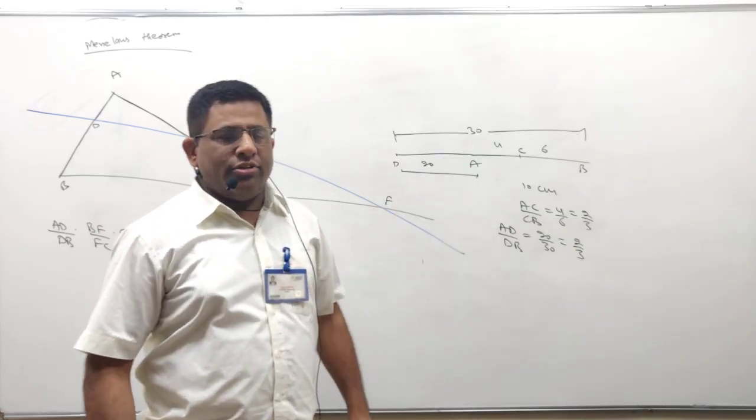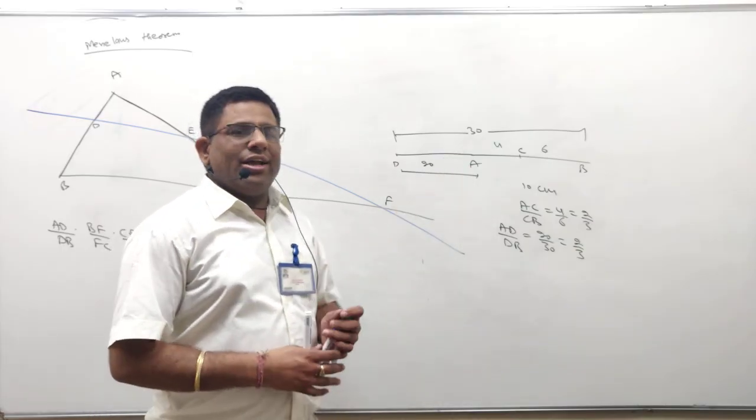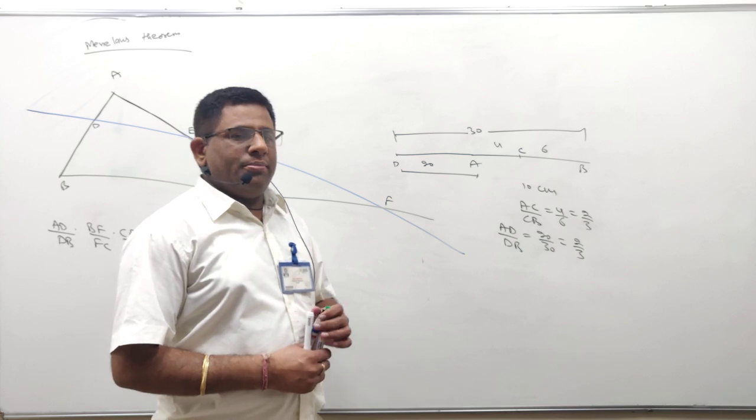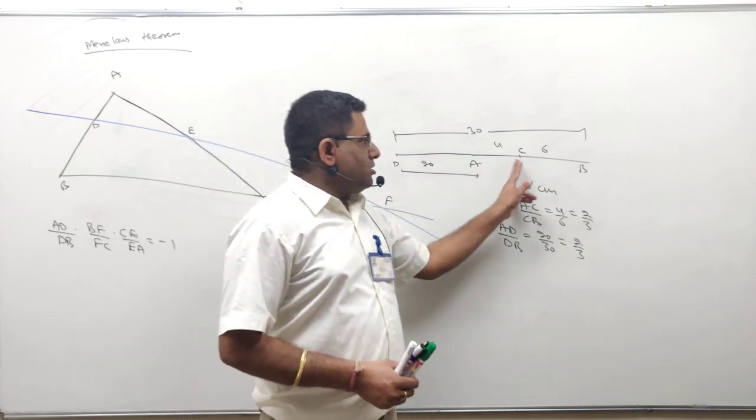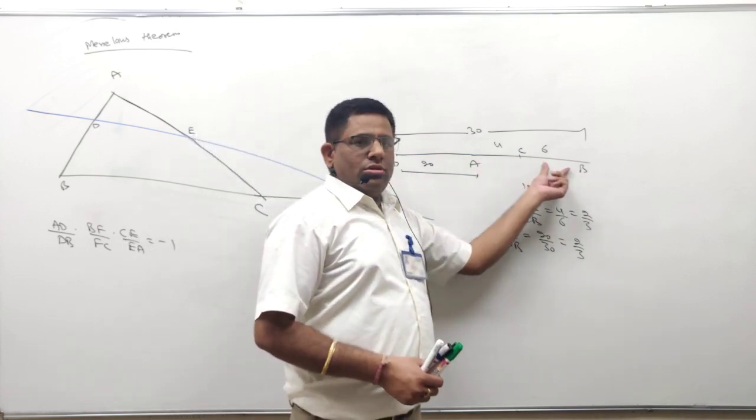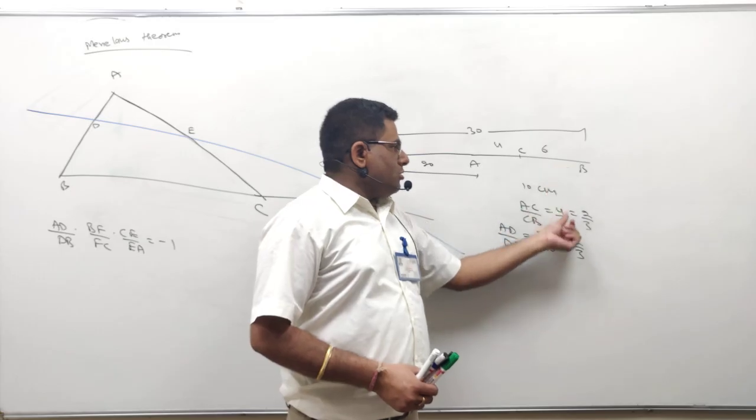So for our sign convention, we use directed line segment. Directed line segment means in the same direction, as AC and CB are in the same direction. That's why we take the sign as positive.